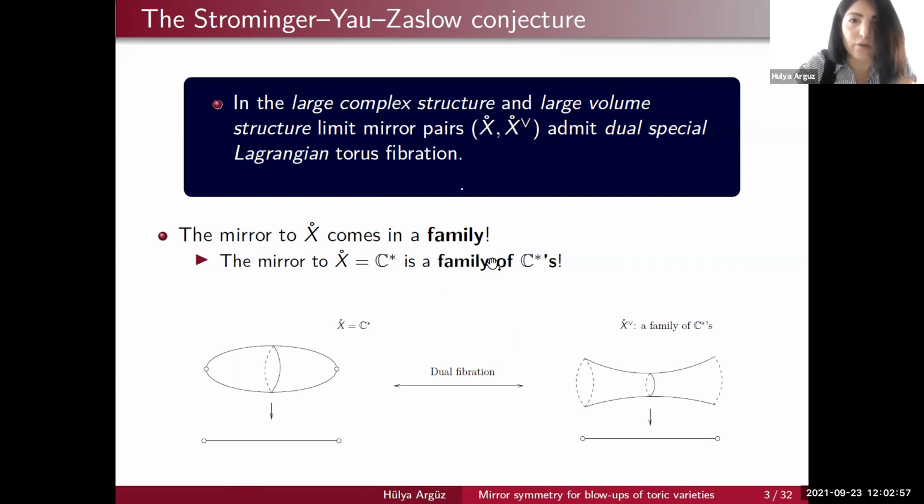But what we want to do is we want to understand limits. So we want to build a family of such C stars which appear as such mirrors. And so I will tell you first how to construct this family of C stars in this basic example, and then tell you about more general examples.